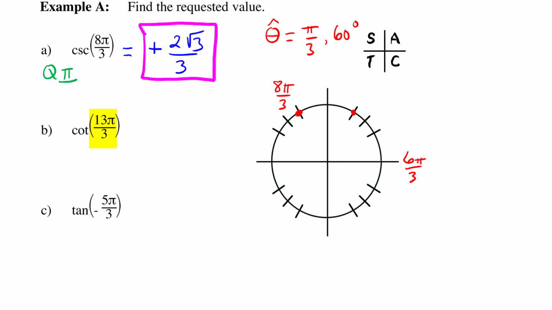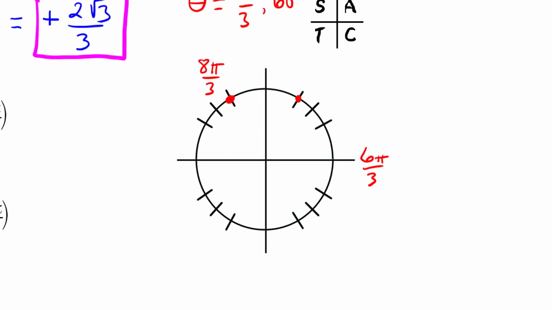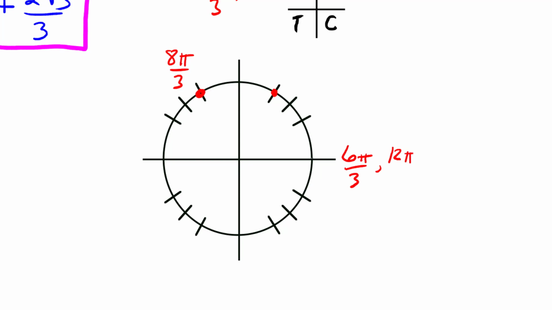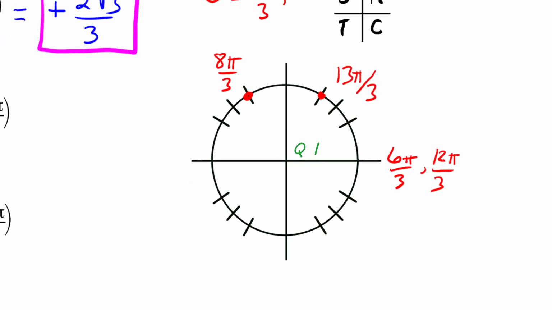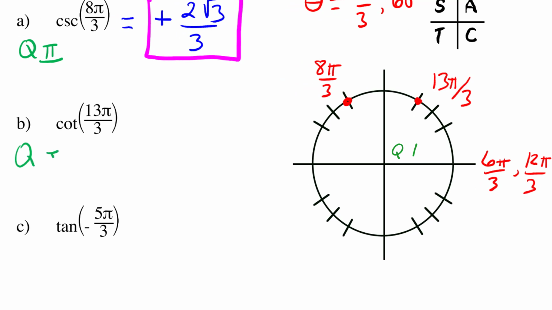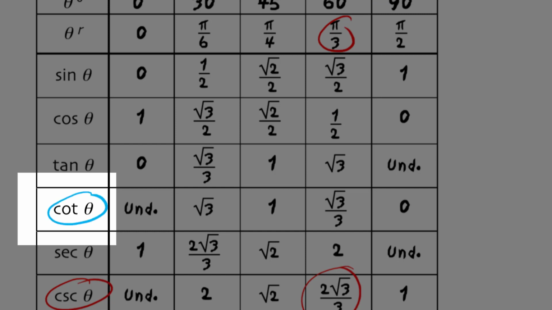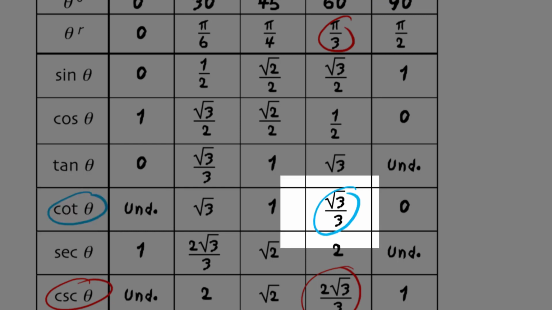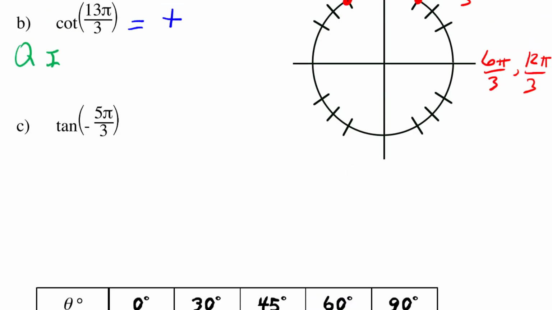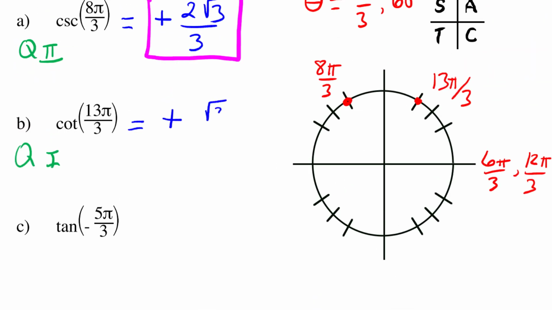What about 13 pi over 3? Well, we can go around the unit circle twice. The second time would be to 12 pi over 3, and then 13 pi over 3 is just one 60-degree angle more. So it's in quadrant 1. And in quadrant 1, the cotangent is positive. But what's the trig value for the cotangent for pi over 3? Cotangent at pi over 3, square root of 3 over 3. So we put that value in. And there's our answer.